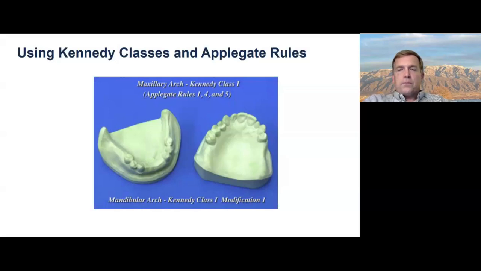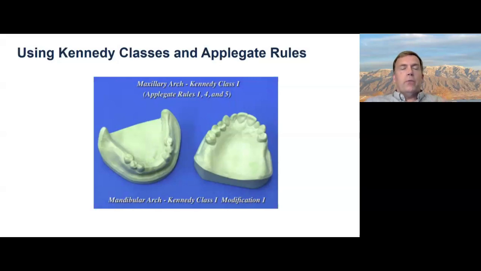And the mandibular arch is interesting because it looks like, oh, is it a class 1 or is it a class 4? But because we want to look at the most posterior space, this becomes a Kennedy class 1 with an anterior modification space. So again, the way we design the partial will be quite different since it's a class 1 rather than a class 4.